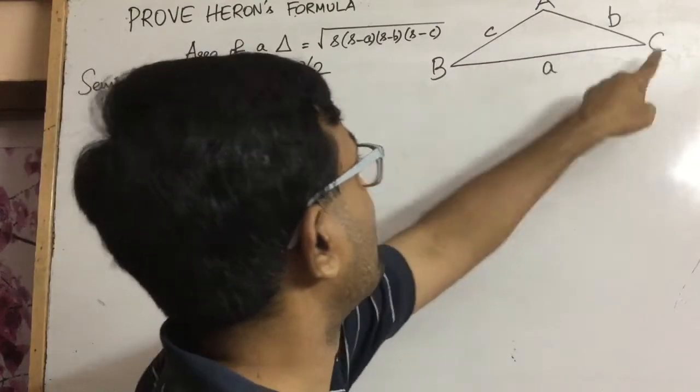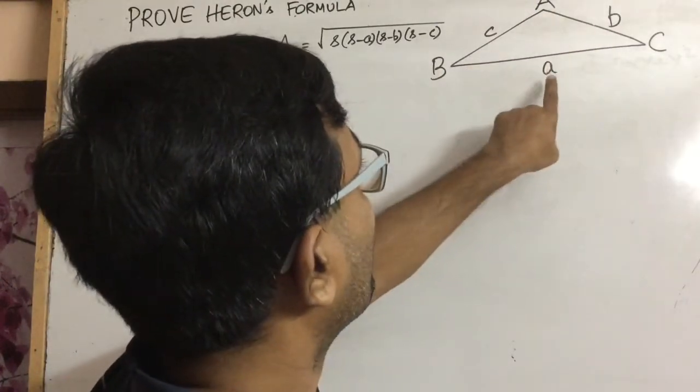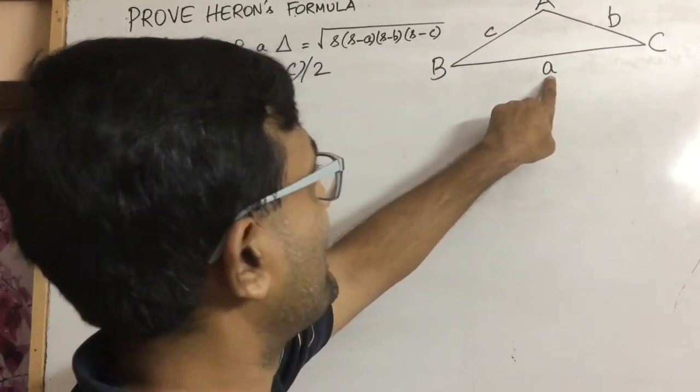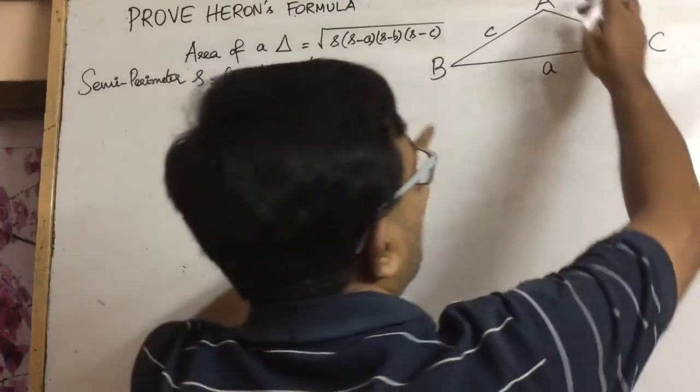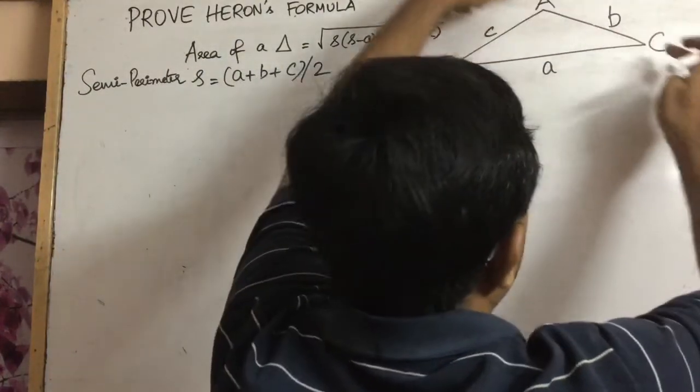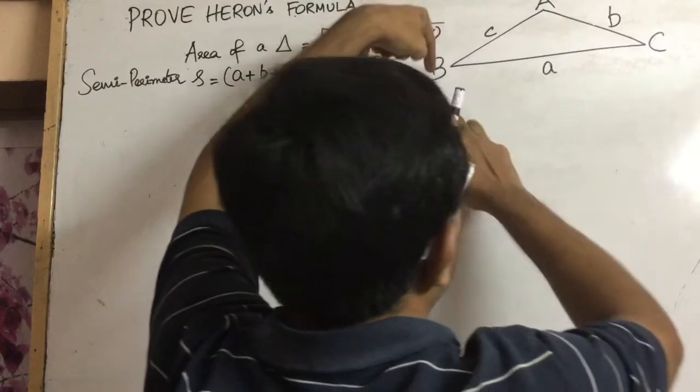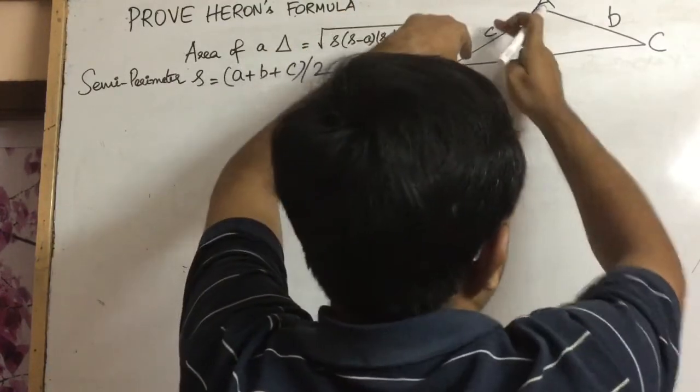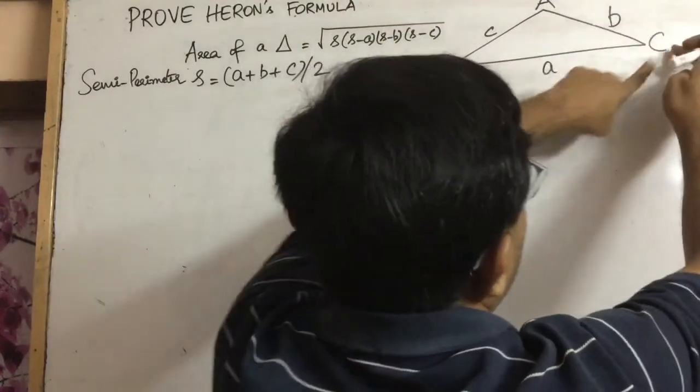So let's say this is the triangle ABC. Small a is the length of the side BC, which is opposite to angle A. Small b is the length of the side AC, which is opposite to angle B. And small c is the length of the side AB, which is opposite to angle C.